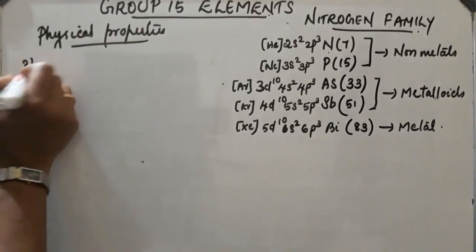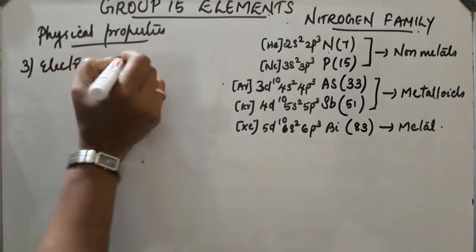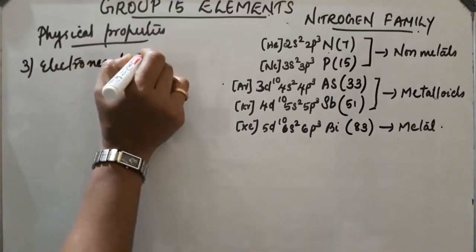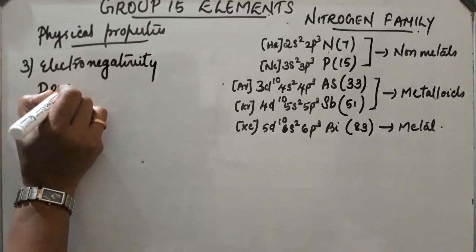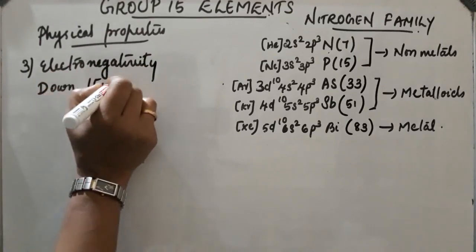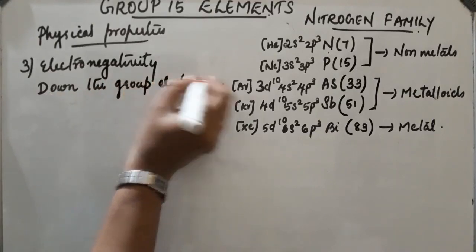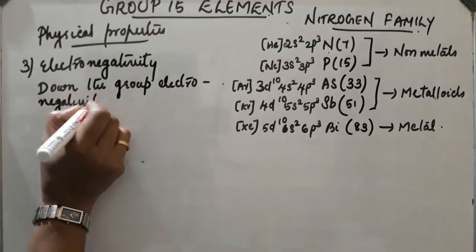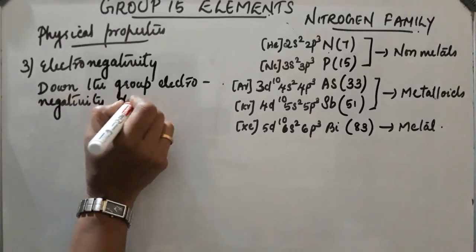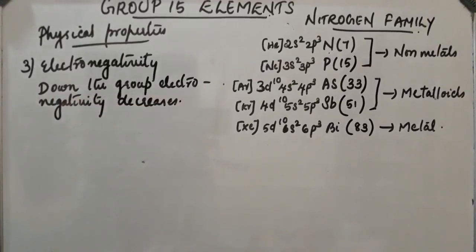Next, third point, electronegativity. Down the group, electronegativity decreases. But there is not much decrease in the heavier elements.